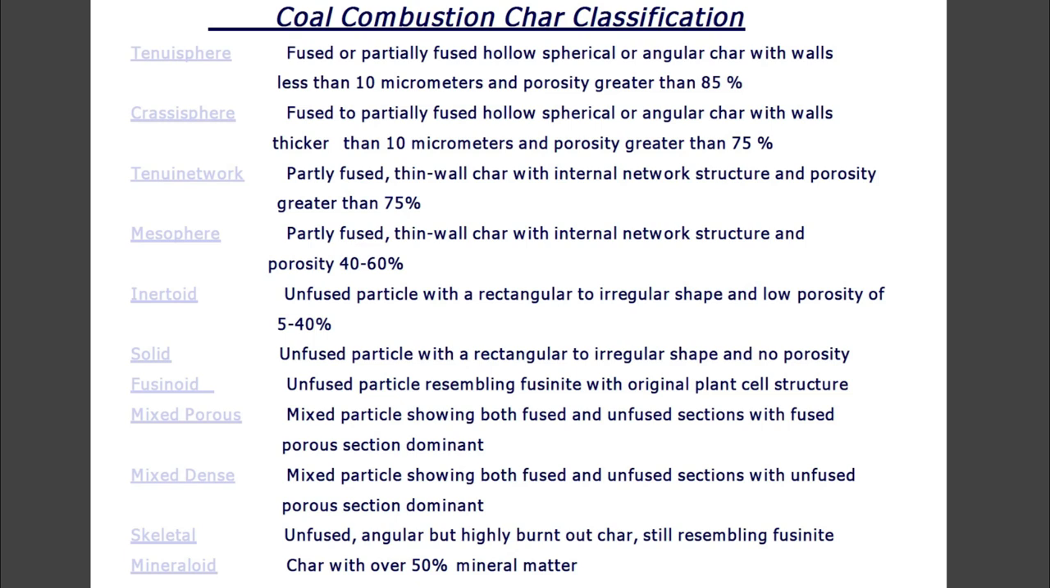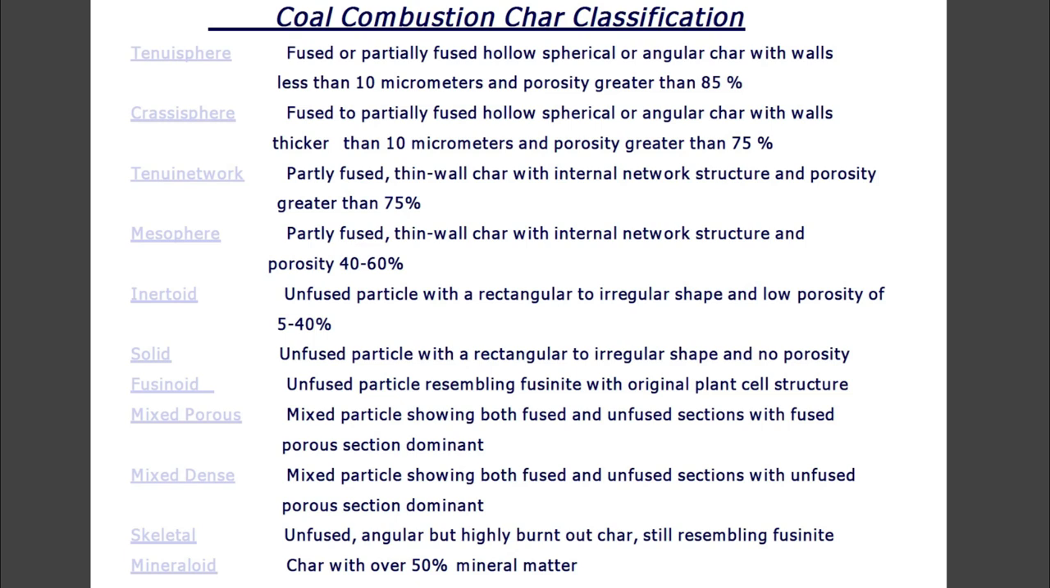Acisphere: fused to partially fused hollow spherical or angular char with walls thicker than 10 micrometers and porosity greater than 75%. Tunnel network: partially fused thin wall char with internal network structure and porosity greater than 75%. Mesosphere: partly fused thin wall char with internal network structure and porosity 40 to 60%.